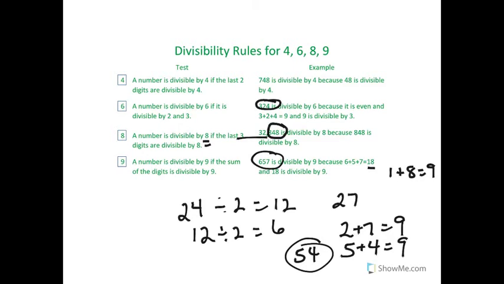Now there are other rules for 7, and there's some other tricky ones. But we're not going to worry about those right now.